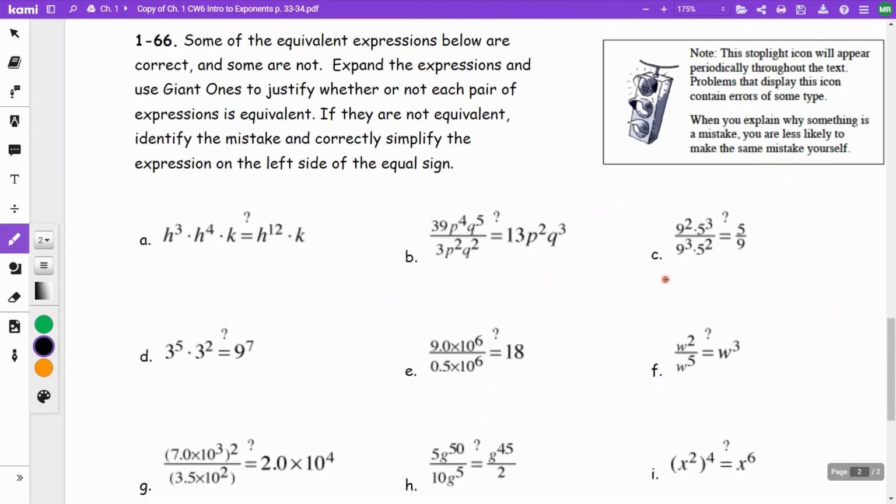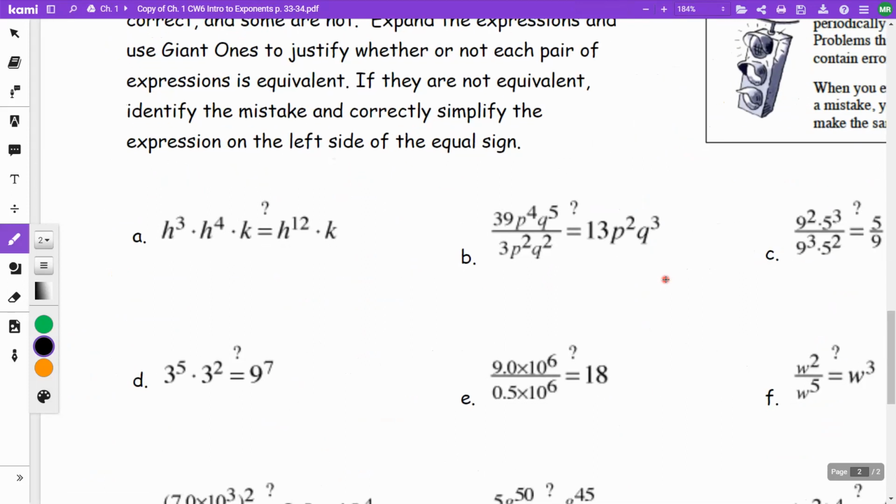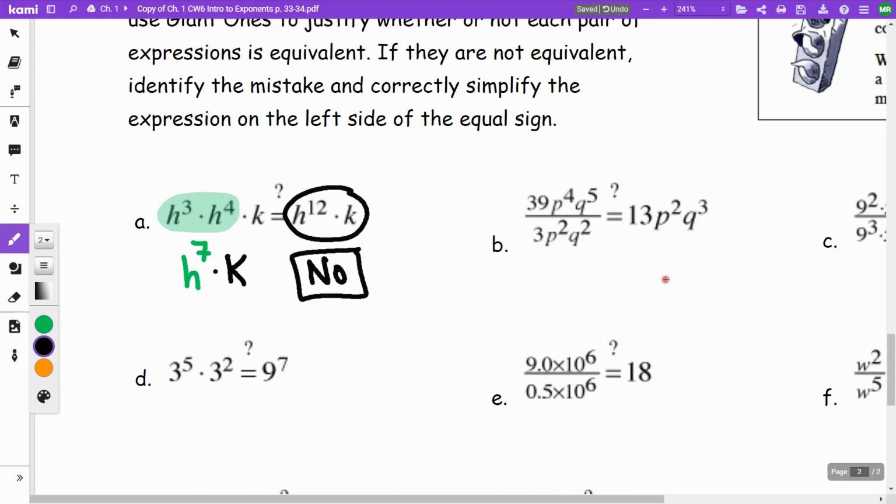On 66, they want us to decide if these are true or not. So we're going to be cleaning up all of these. Looking at this, when I have h to the 3rd times h to the 4th, that becomes h to the 7th. I add the exponents, times k. And does that equal this? No. Not equal.